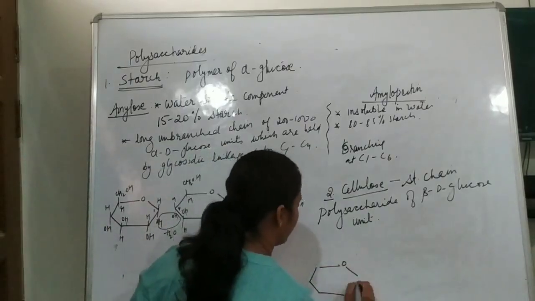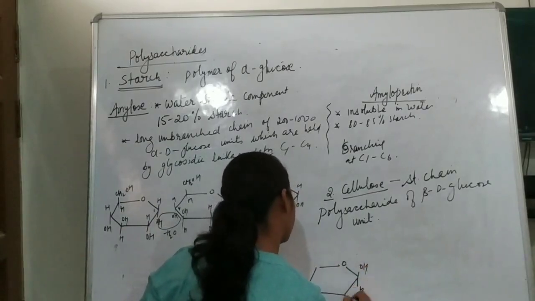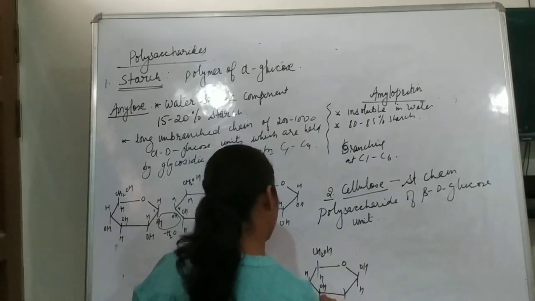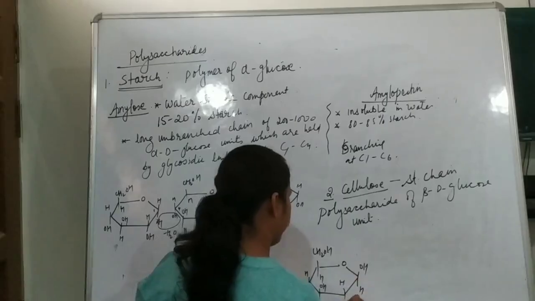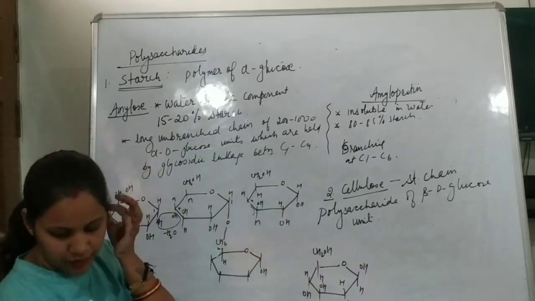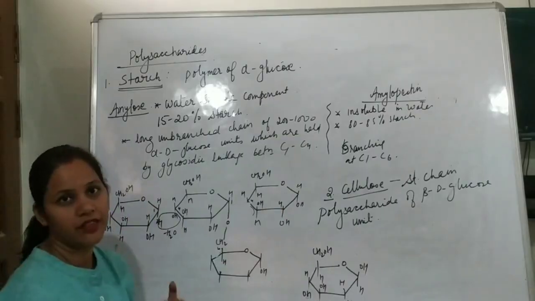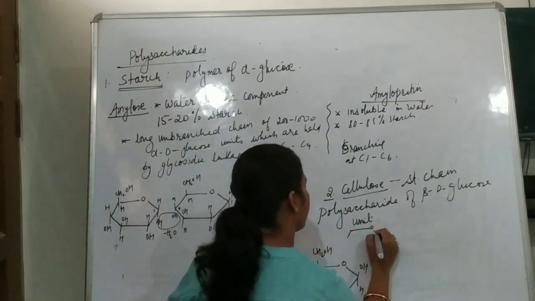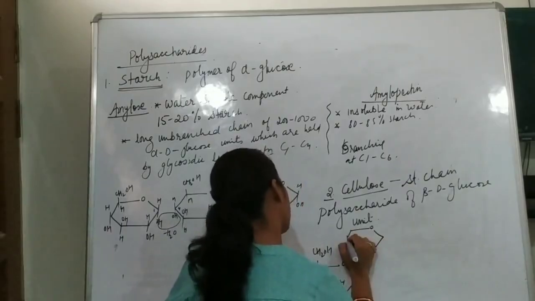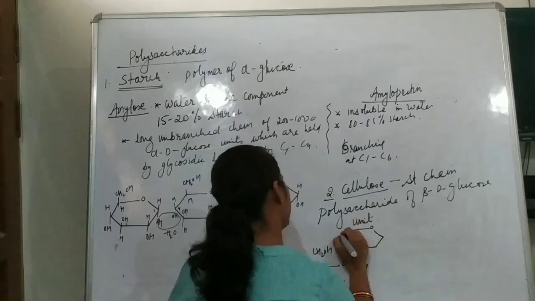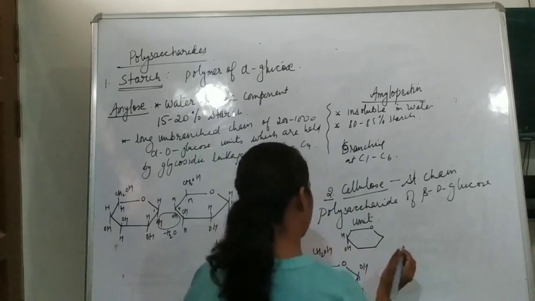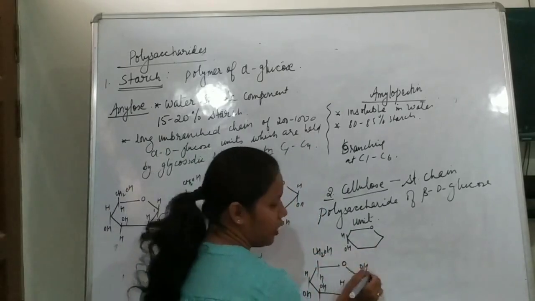And again, if you want to draw the beta glucose unit, it will be like this. This is the carbon 1 of the glucose unit, and it will combine with carbon 4. So I will draw it like this. This is the 4th carbon, OH. And here, this is the 1st carbon. So basically there will be a linkage.